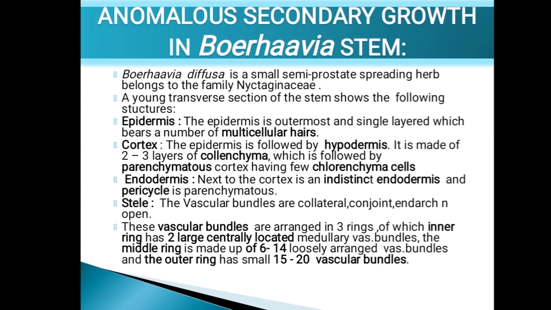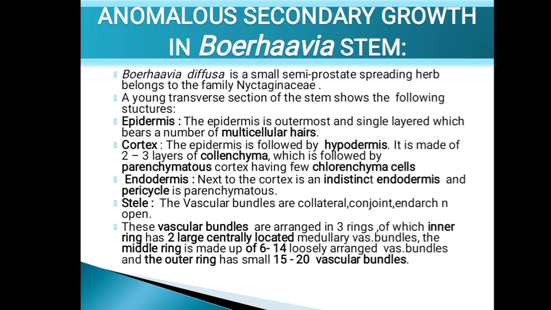Epidermis is the outermost single layer which bears a number of multicellular hairs. Followed by that there is a cortex. The second zone is the cortex region. The epidermis is followed by hypodermis. It is made up of 2 to 3 layered collenchyma, which is followed by parenchymatous cortex, also having a few chlorenchyma cells, and the innermost layer of the cortex is the endodermis.